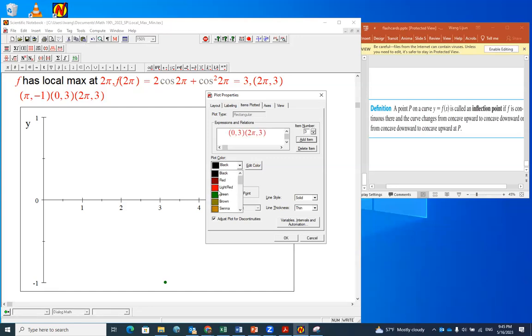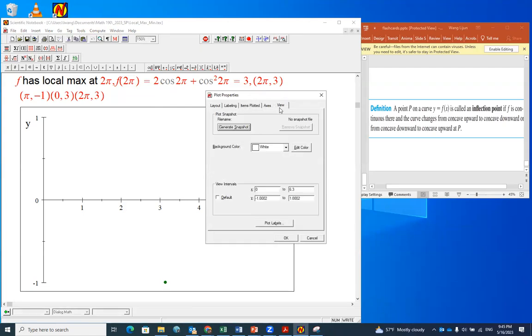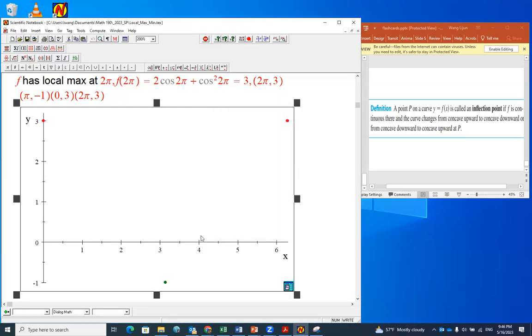One, so red, another red, we have two local maximum. It's out of the range, so we're going to have to increase the view to be like that. Okay, as you can see, local max, local min, colored, right? So these are the local max, local min.